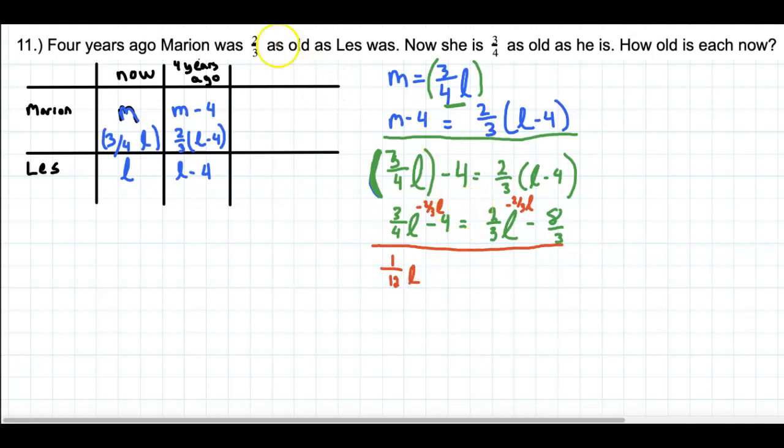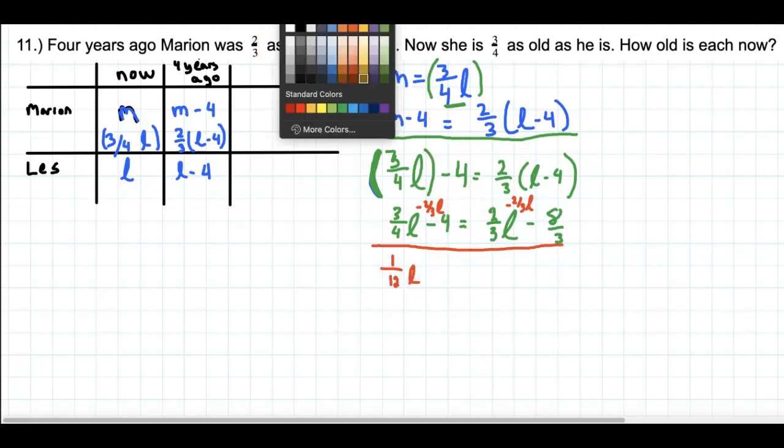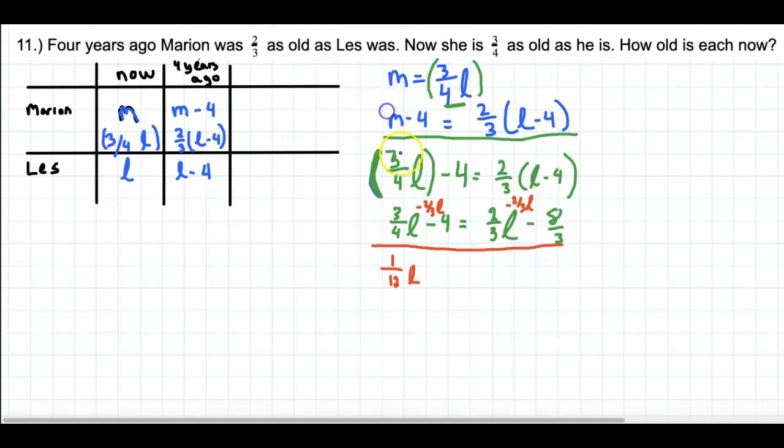And I'm also going to add a different color possibly here. I'm just going to add 4 to both sides. So if I'm adding 4, with a common denominator here, I'm going to add 12/3. So that leaves minus 8/3 plus 12/3, which is 4/3. Okay. So this is the same as L over 12 is equal to 4/3.